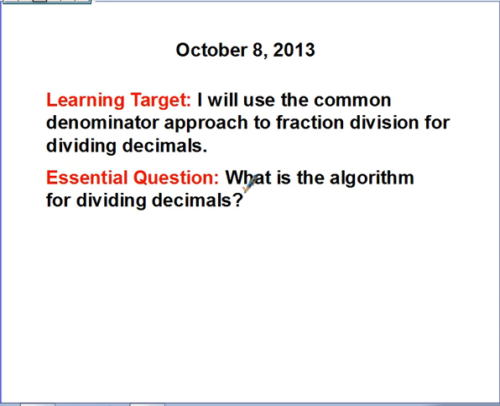Get out your C notes and copy down the learning target and essential questions. So pause the video until you get it copied.